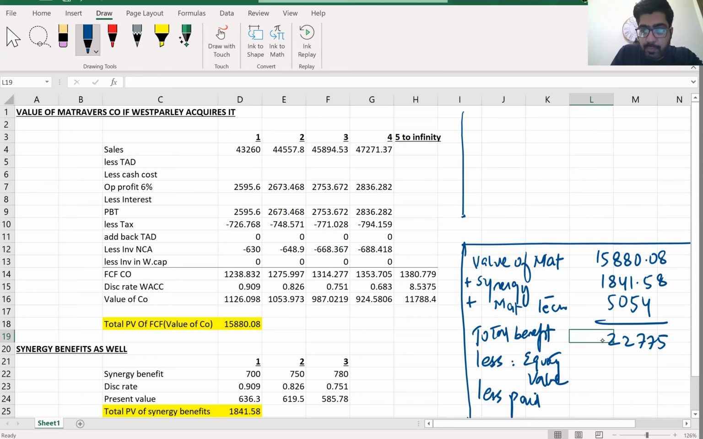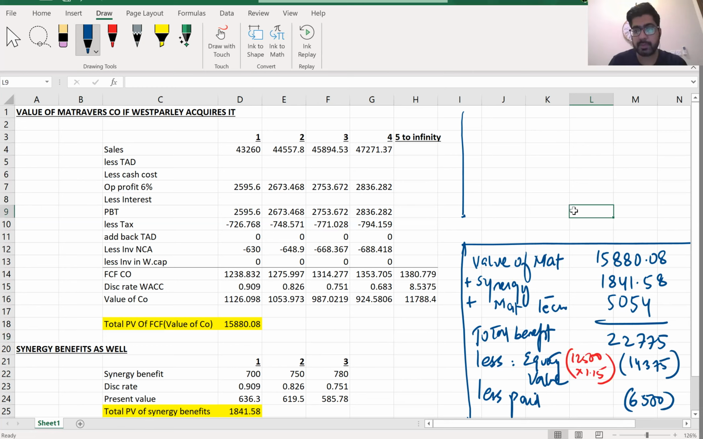How much they will pay to Matraverse debt holders? The market value of debt is 6,500. They have to pay that, and the equity value is 12,500, but they will have to pay 15% premium to their shareholders. So 12,500 into 1.15, they have to pay 14375 to them as well. Now, if they are getting a benefit of 22,775, but they have to pay 15% premium to the equity holders, 14375, and 6,500 to them, the additional benefit created by acquiring them will be 1,900 million.